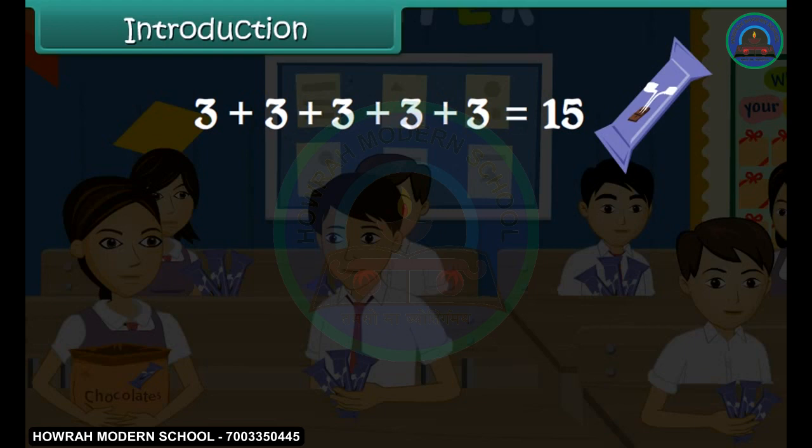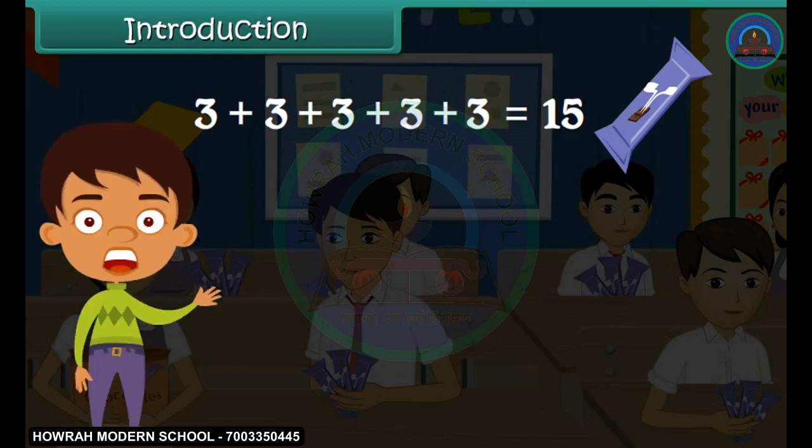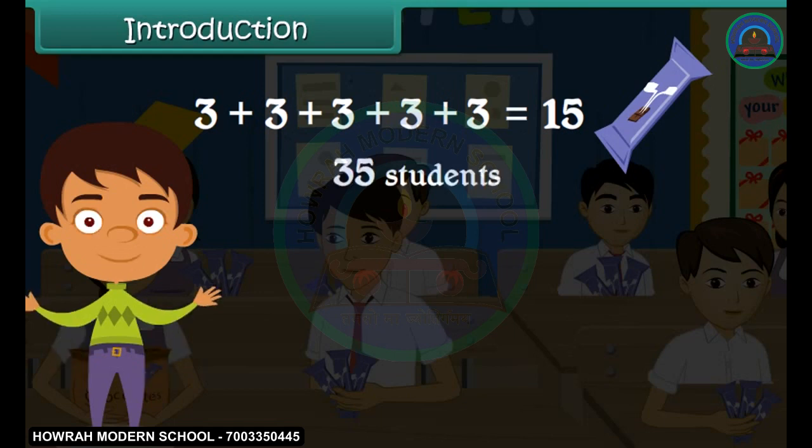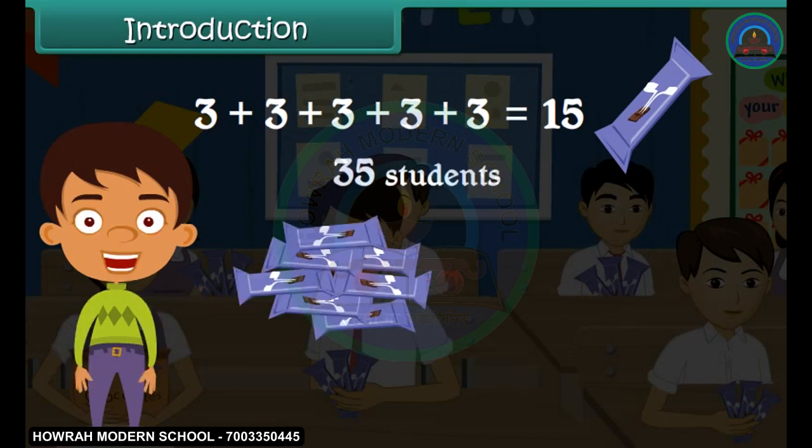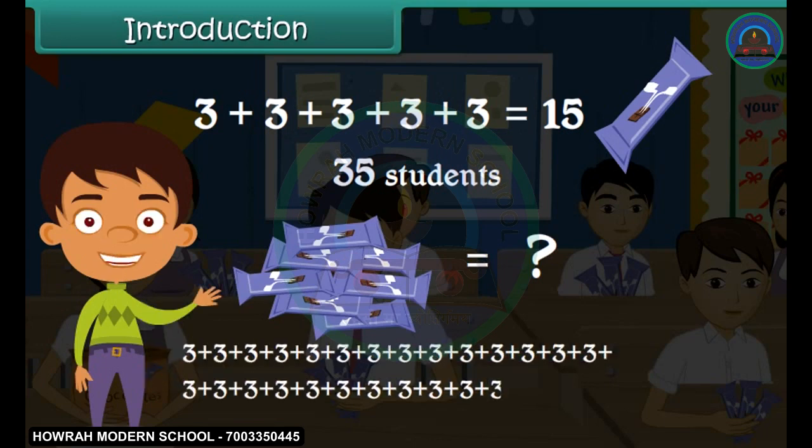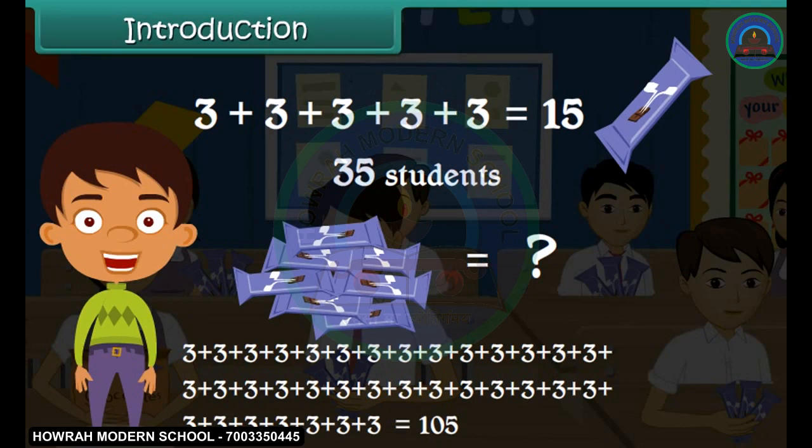After a while she finishes distributing the chocolate bars to the entire class of 35 students. How many bars did Ria distribute in all? Do we add 3 to 35 times to get the answer? Or is there another way? In this lesson, we will study multiplication in detail.